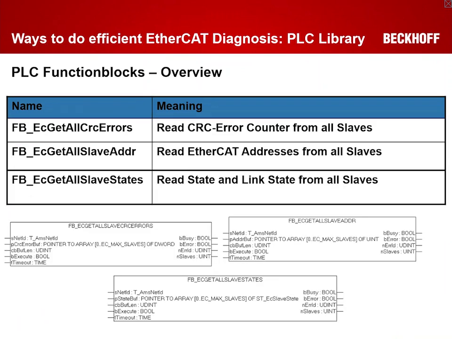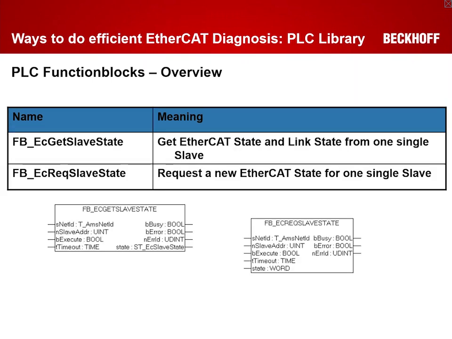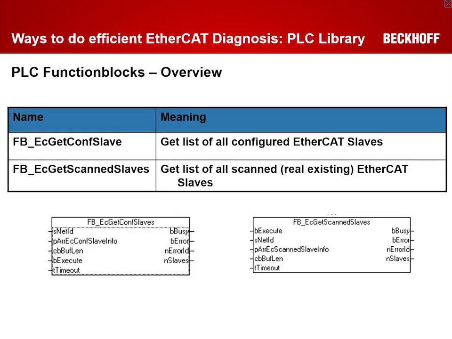You can read all the different CRC errors, slave addresses, or slave states. It's one function block, so we get a big array back from the function block with all the different CRCs, slave addresses, or slave states. We can also change the slave state with one of the function blocks. So there's a request slave state. There's also a get slave state function block available.